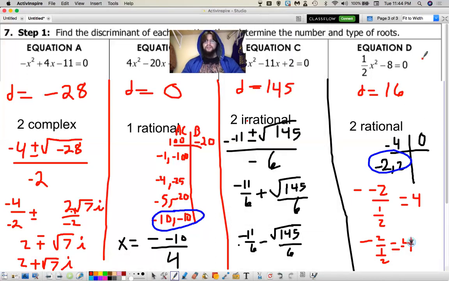That's the discriminant. It will tell you what kind of answer you're looking at. There is some practice. Just use the discriminant to determine what kind of solution you will have. That's the main thing on this.